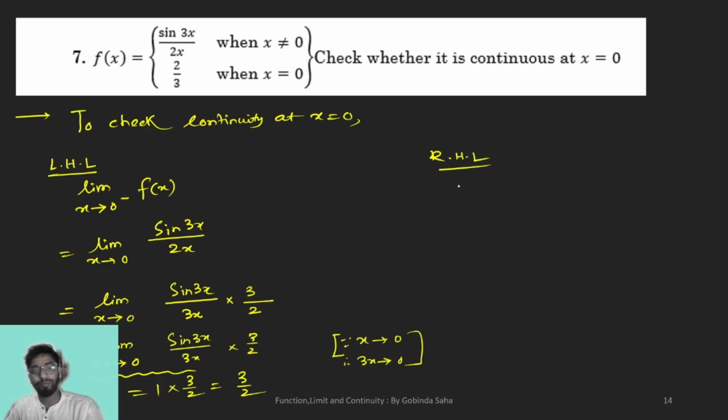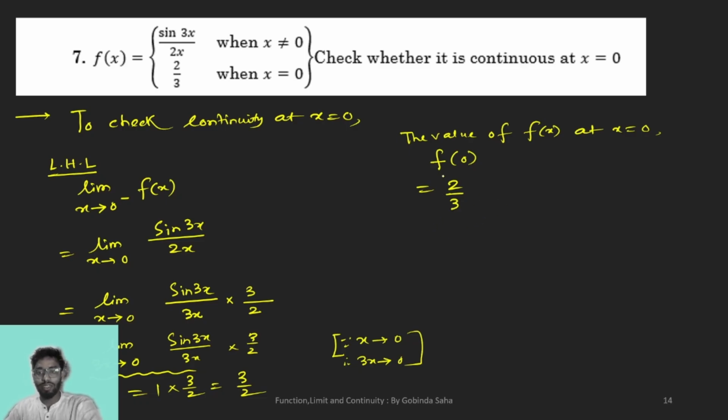Just find the value of RHL, or you can easily find f of 0 also. If you find f of 0 here, the question will be easier, because f of 0 is nothing but the value of fx at x equals to 0. So f of 0 is nothing but 2 by 3. To check continuity, f of 0, left hand limit and right hand limit all should be equal, but these two are not equal, na? So we can easily say the function is not continuous.